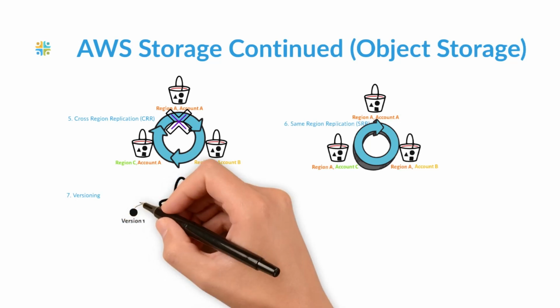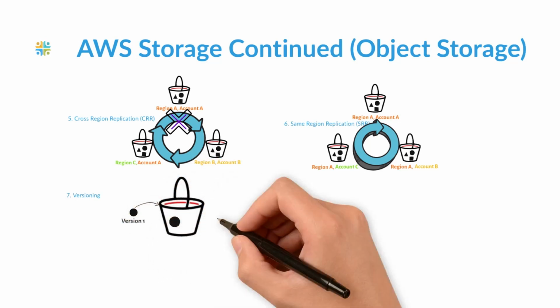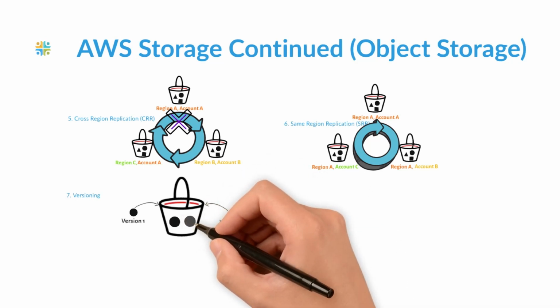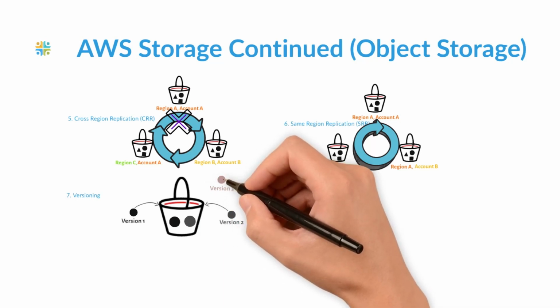You can also enable versioning. This way, you can keep track of the raw data for version 1 and all the edits you have made, such as version 2 and version 3.